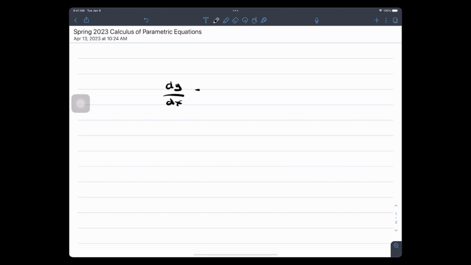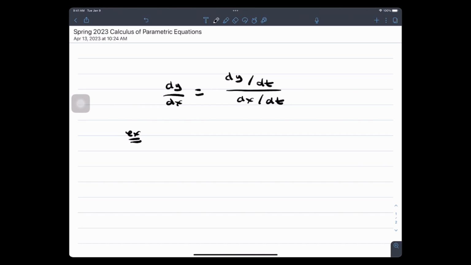dy/dx is (dy/dt) over (dx/dt), where the denominator is not 0. Okay, so let's give you a quick example here, because once you have that formula, I could go through all the formulas, but I'd rather not. Let's find a good example.